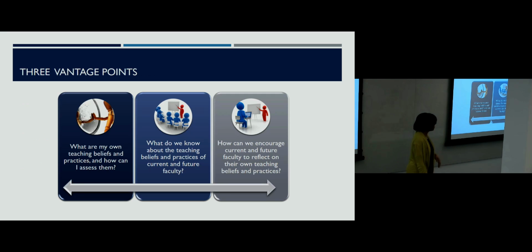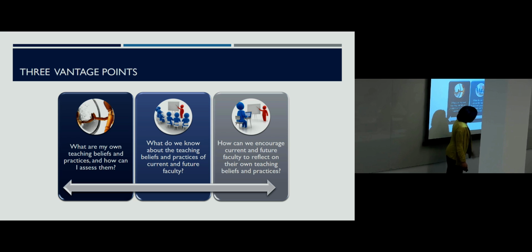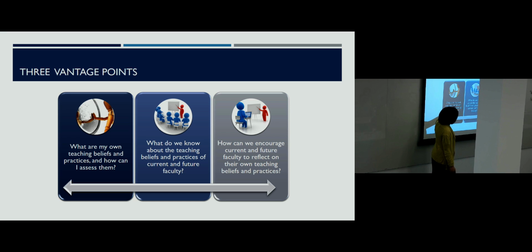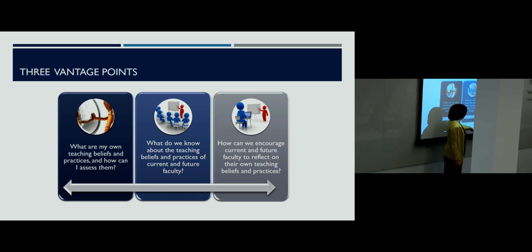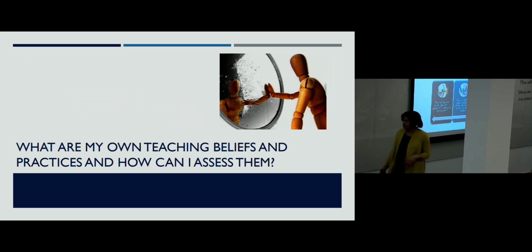Okay, change instruction. So here are the 3 levels that I currently outlined. What are my own beliefs? So looking in the mirror, what do I think about teaching and learning? And what do we know in the field? Here I'm not going through a whole review, we don't have time to do that, but I'll talk about a couple of studies I've done. And then how can we encourage current and future faculty to reflect on their teaching? So these are the 3 levels that I mentioned earlier.